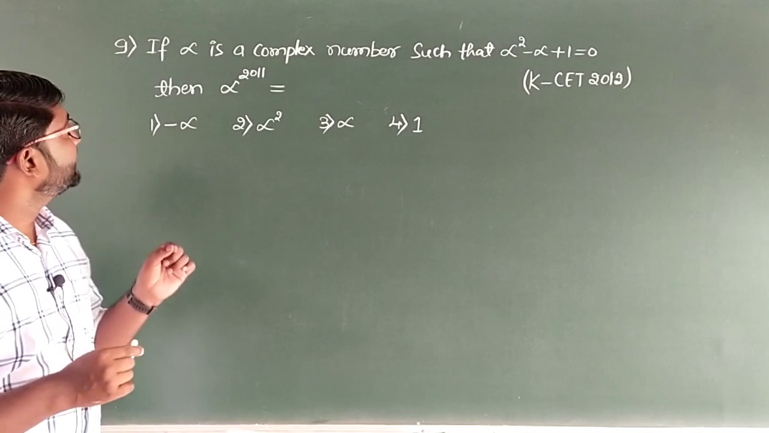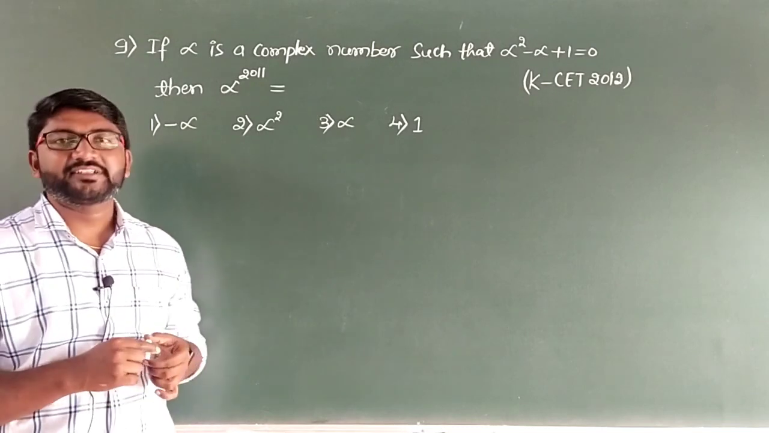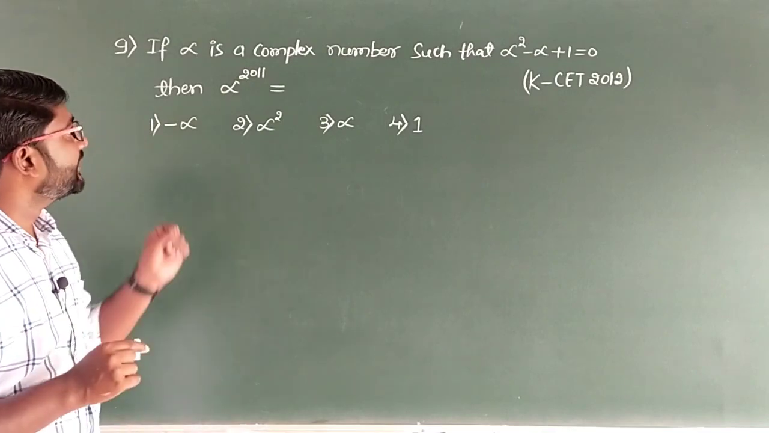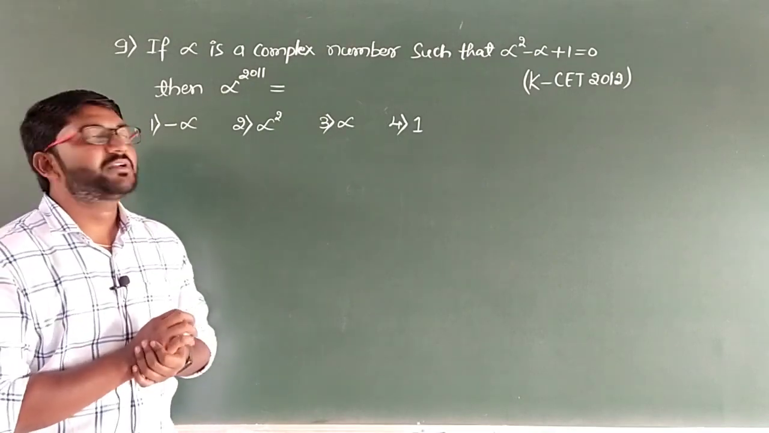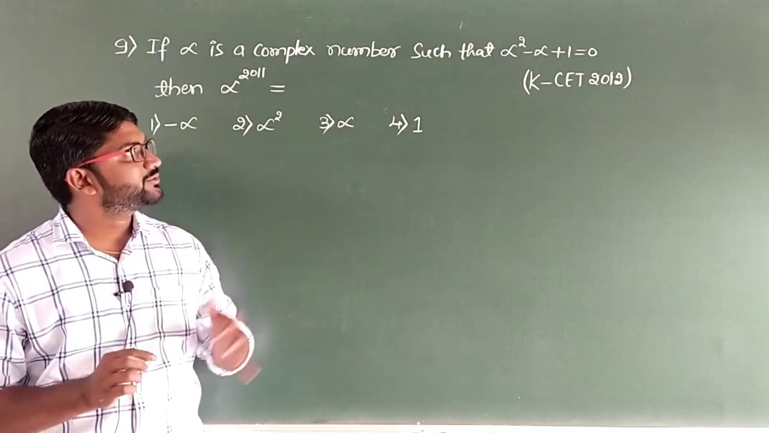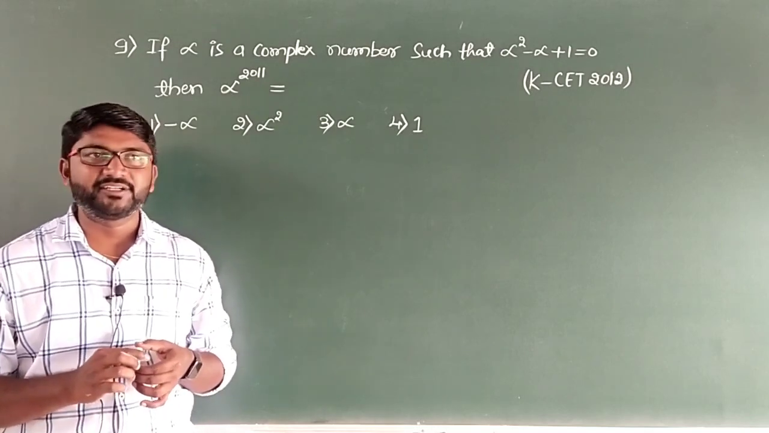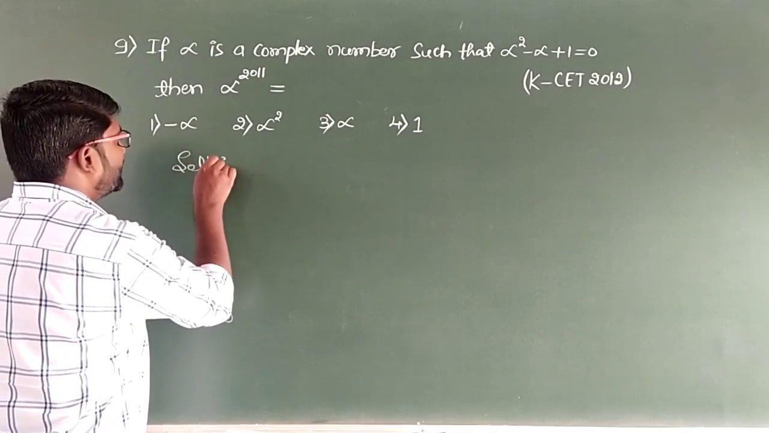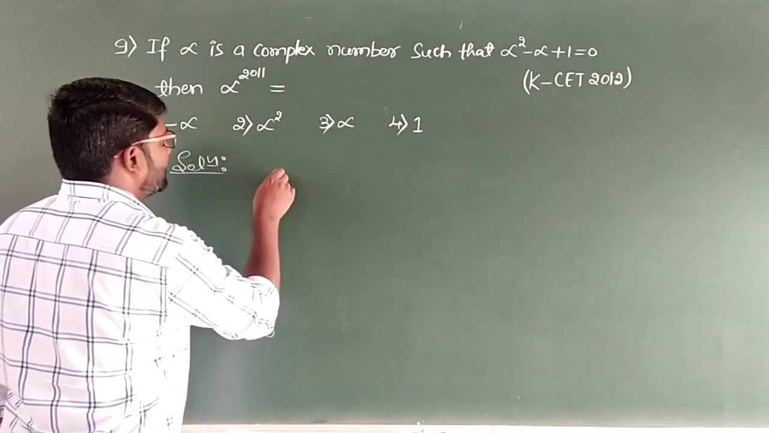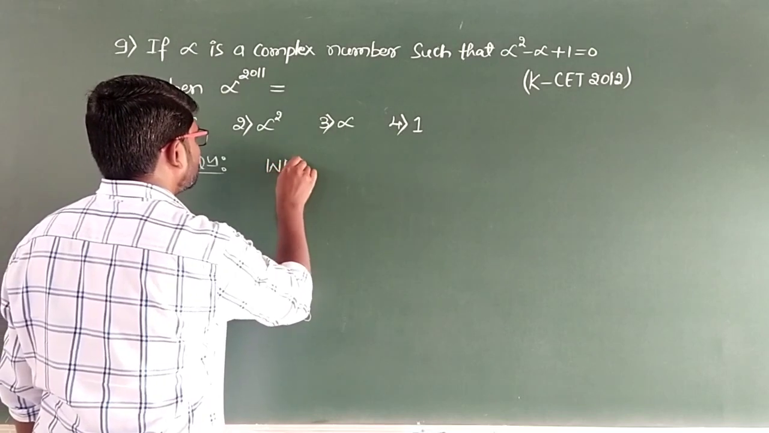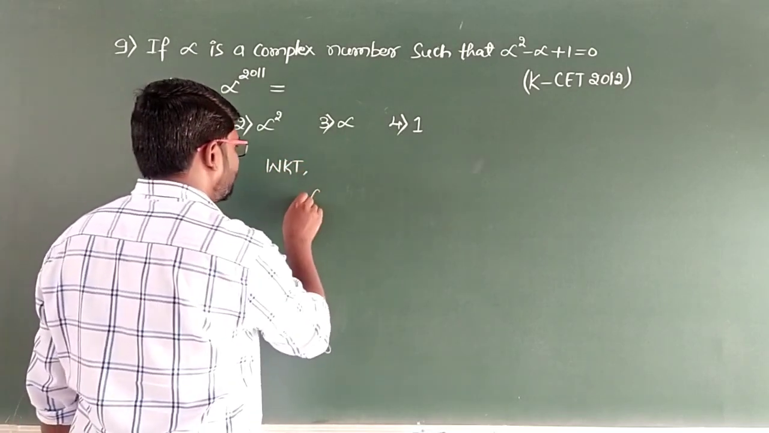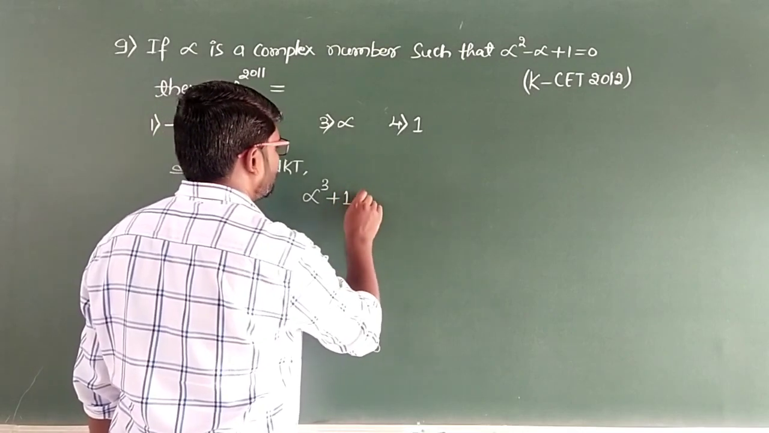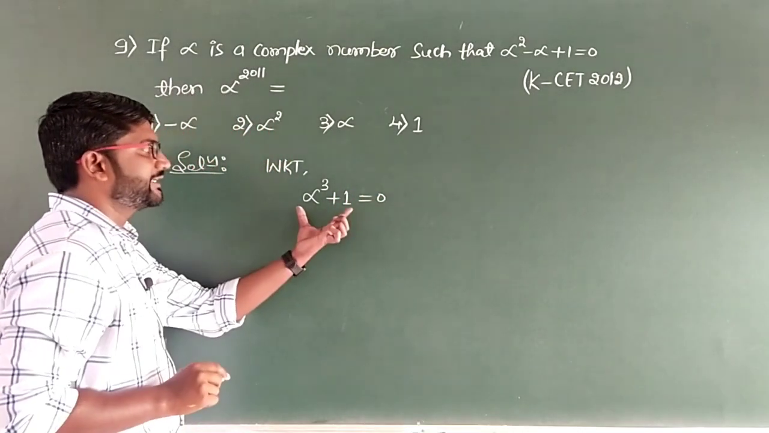Well, question number 9: if alpha is a complex number such that alpha square minus alpha plus 1 equal to 0, then alpha to the power 2011 is equal to, and this question was asked in Karnataka CET 2012. So here we have to make use of the standard identity, that is a cube plus b cube. We know that alpha cube plus 1 cube is equal to 0. Then let us factorize this now.